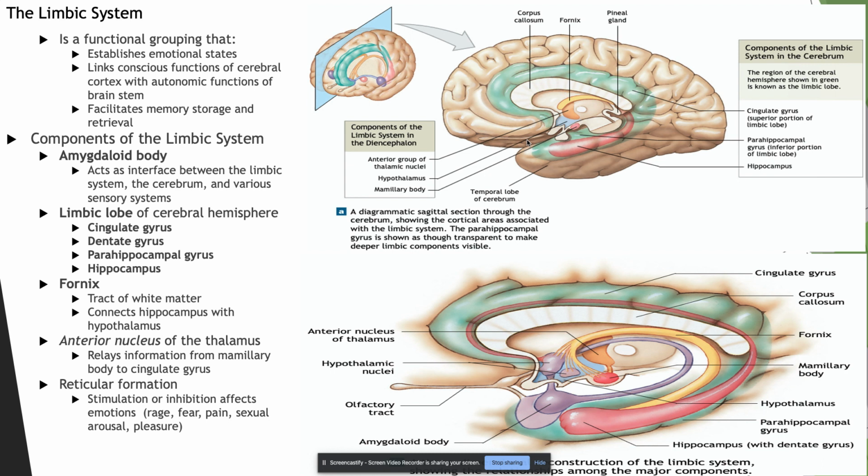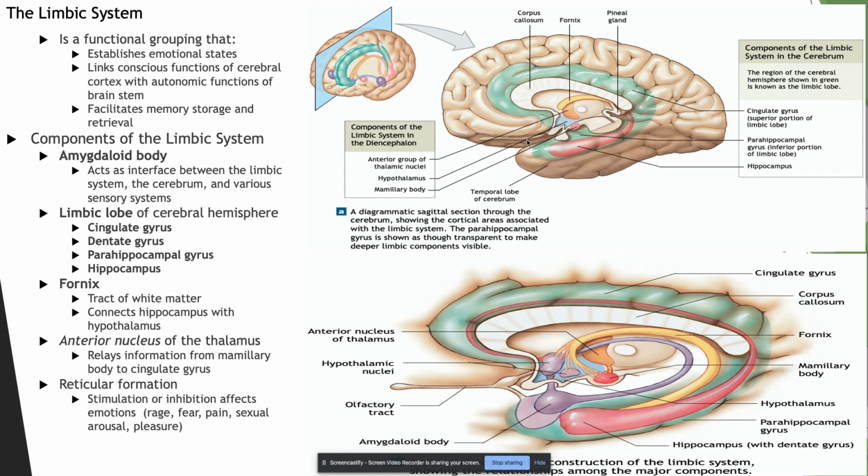So the amygdaloid body is commonly referred to as the amygdala, and it appears to act as an interface between the limbic system, the cerebellum, and the various sensory systems. It plays a role in regulating heart rate, responding to fear and anxiety, controlling the fight or flight response by the sympathetic division of the ANS, and linking emotions with specific memories.